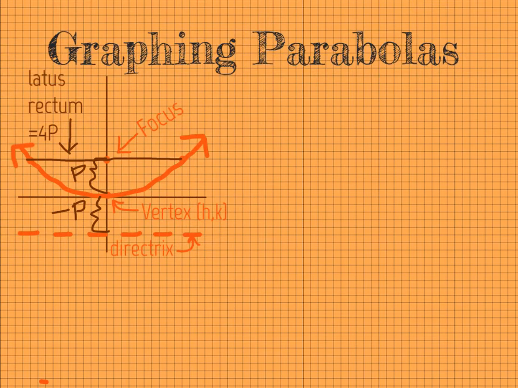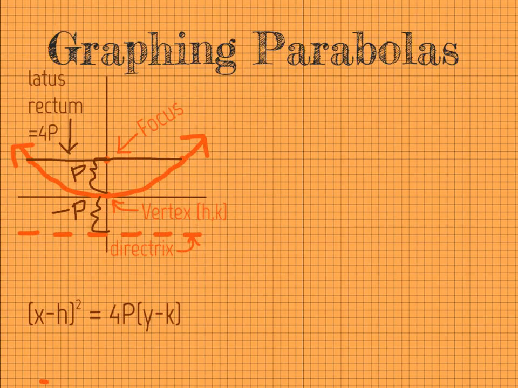All right. So you can see that p is your distance from your vertex to your focus, and the length of that line, from this point to this point, is 4 times p.